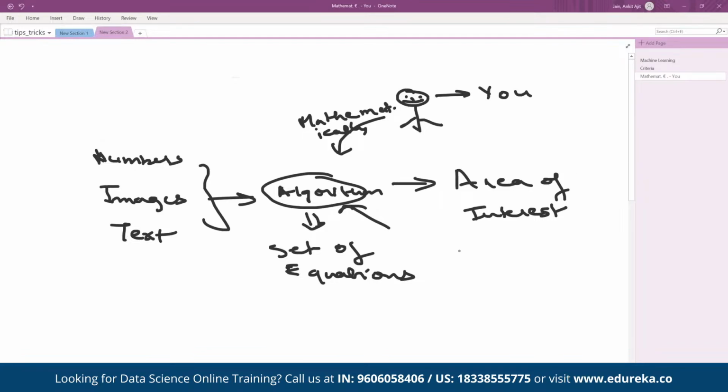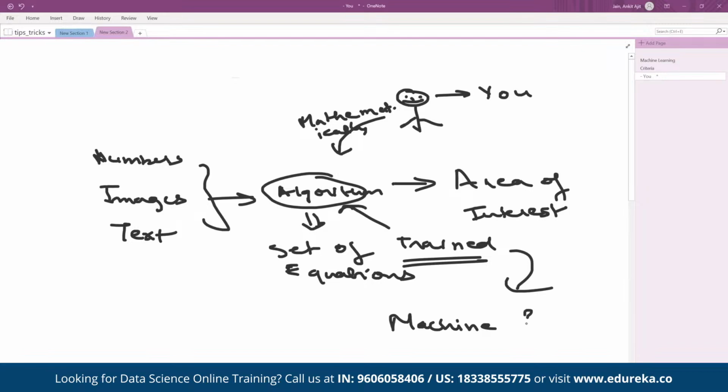Okay, so once this algorithm is trained, this is known as basically machine learning. So what you have done, you have made an algorithm learn that from the given text, from the given images, or from the given numbers, this is my area of interest. Please learn that. The algorithm will solve the set of equations and get itself trained. This phenomenon is basically known as machine learning.